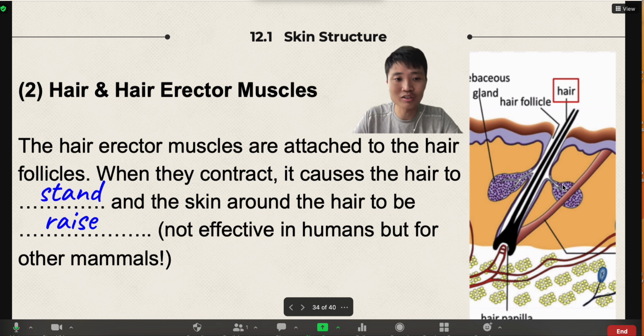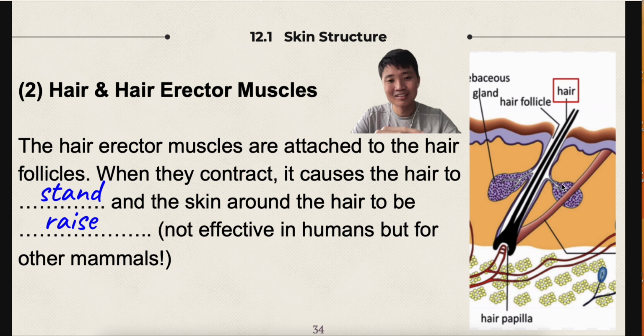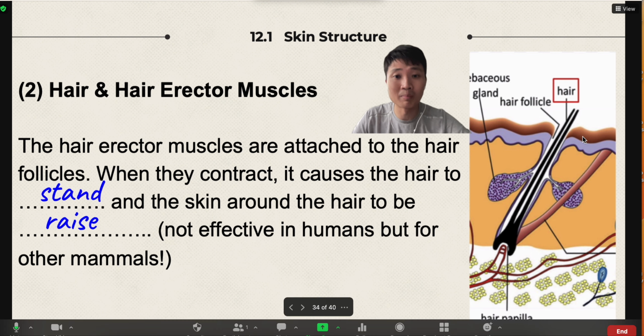Okay, it can cause the hair to stand, right, and the skin around the hair to be raised. This one usually happens when we are cold, our hair will stand. It's not very effective for us because our hair is hardly standing, but for other mammals, it's very effective. It's because when the hair stands, it can trap air there, especially when the hair is long and thick. So it helps the animal to keep warm.